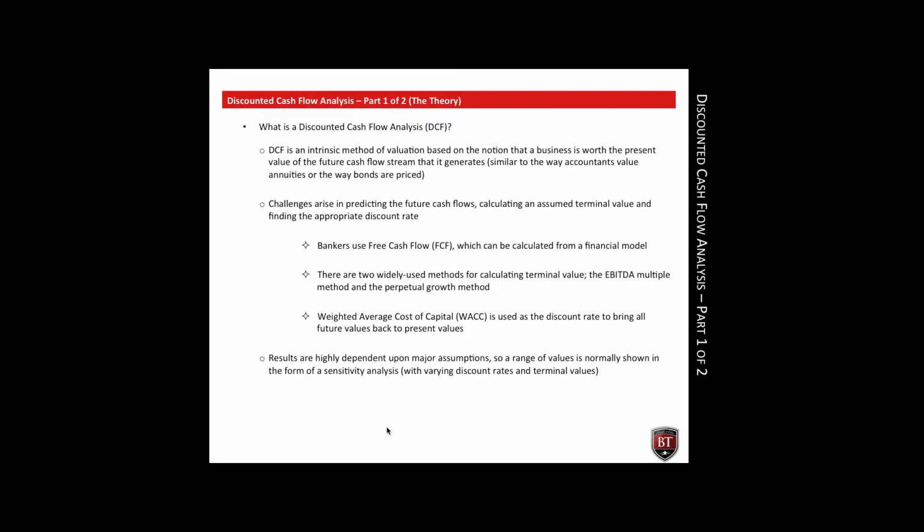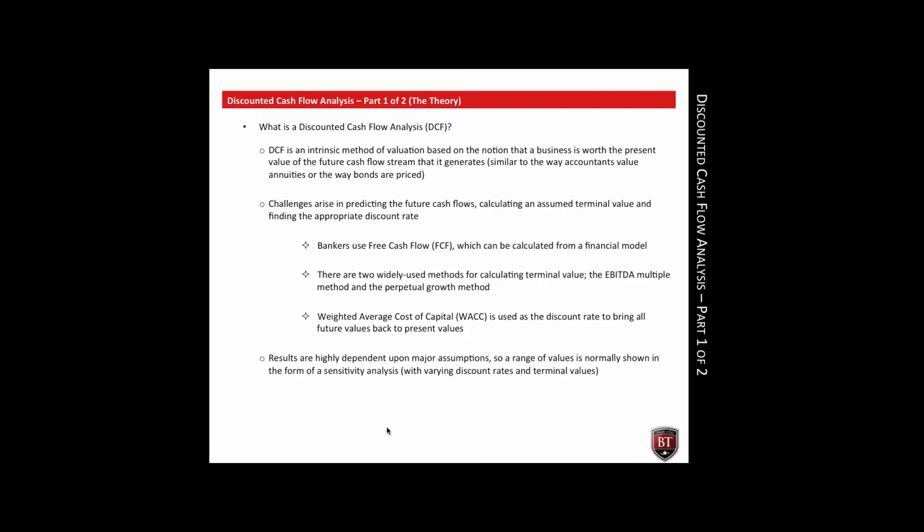Discounted cash flow, also called DCF, is an intrinsic valuation method based on the notion that a business is worth the present value of the future cash flow stream it generates. This is similar to the way an accountant might price an annuity or the way bonds are priced. The trickiest parts of this analysis are calculating the future cash flows, finding the assumed terminal values, and the appropriate discount rate to use to bring future values back to the present.